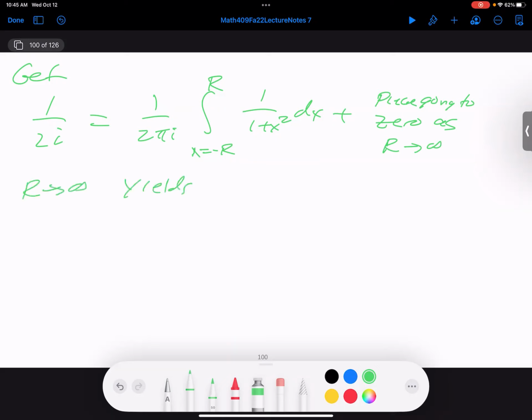So now if we let r go to infinity, that yields the following. We multiply both sides by I, good, that kills that. Multiply both sides by 2 pi, and we get pi is equal to the integral from minus infinity to infinity of 1 over 1 plus x squared dx. And that is arctangent of infinity minus arctangent of negative infinity. We have just solved an integral that can be done if you happen to remember your trick.